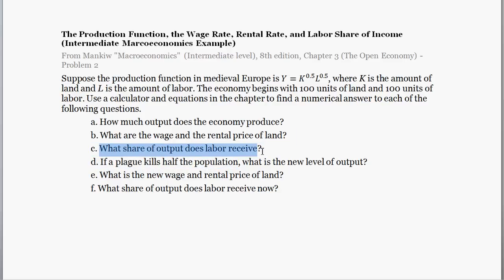After that, given a shock to the economy, we're going to kill half of the population, half this labor component, and see the effect of that on output, wages, rental price of land, and the share of total income that goes to both labor and capital.